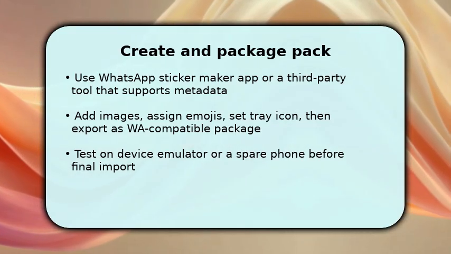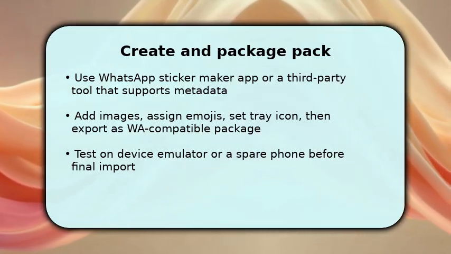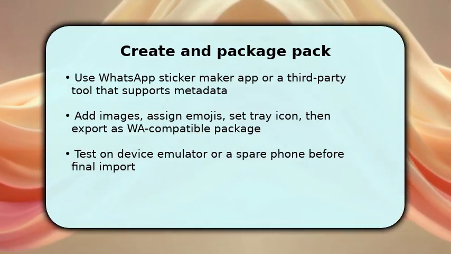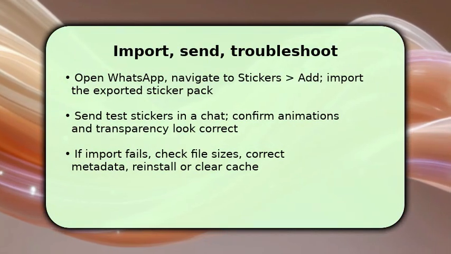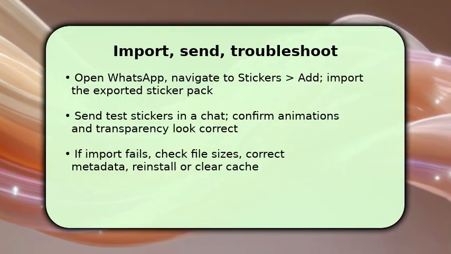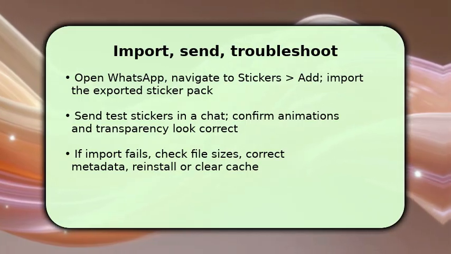Make sure to preview the pack and test it on an emulator or spare device to catch alignment or sizing issues before adding it to your main account. Finally, import the package stickers into WhatsApp by opening Stickers, tapping Add, and selecting your exported pack. The app will register it for immediate use.